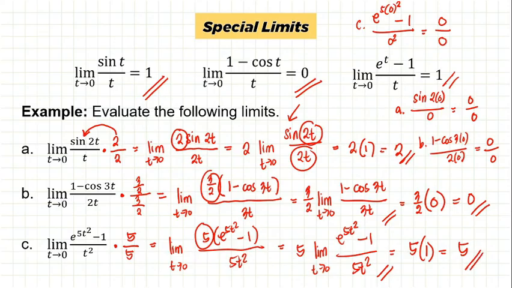First, you need to check if the limit will lead to 0 over 0. Then we will do manipulation. Dapat yung nasa taas ay the same sa baba. Then third, we will apply the limit laws and the values of the special limits. So that ends our lesson for this topic, special limits. Thank you for watching.